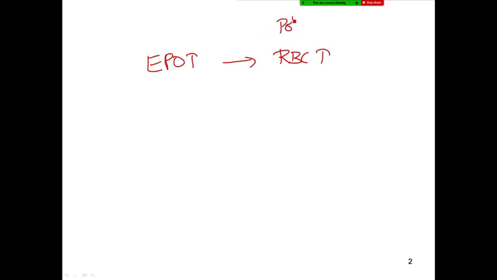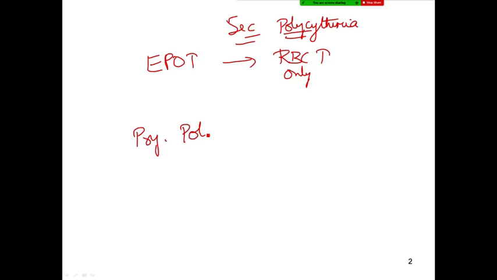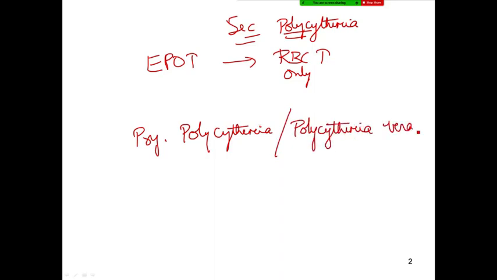Polycythemia. What type? Primary polycythemia. It's not primary. We call it secondary polycythemia, where only RBC count has increased. Somebody told primary polycythemia. If it is primary polycythemia, it's also called as, what's the other name for it? Polycythemia vera. Good. Polycythemia vera.